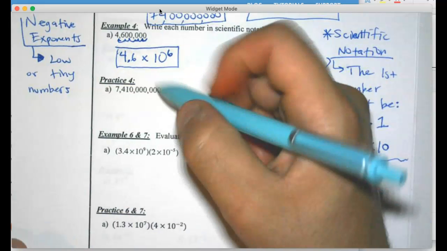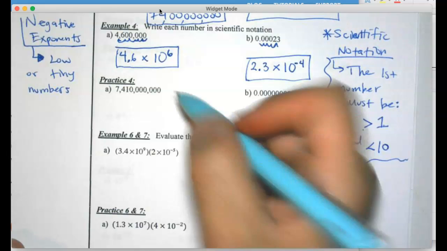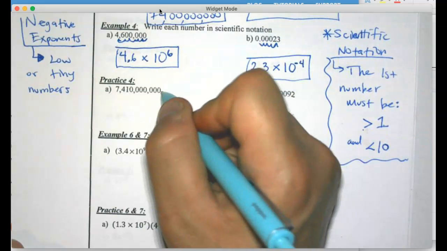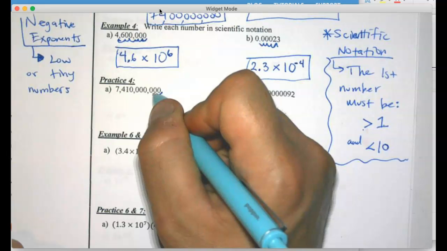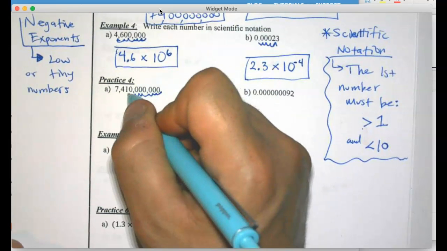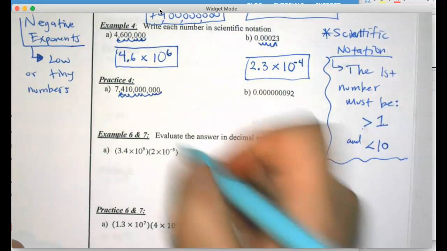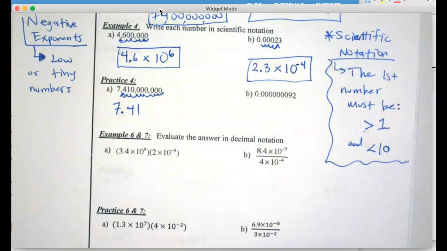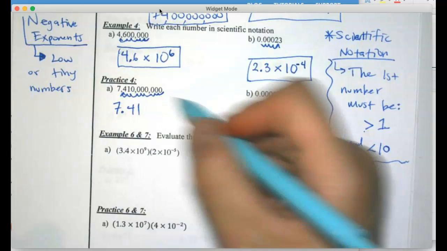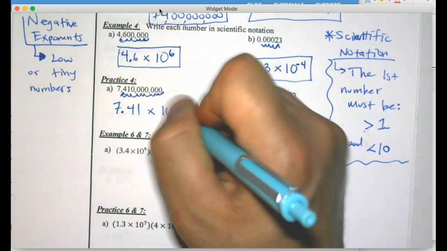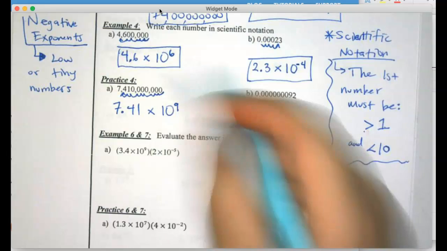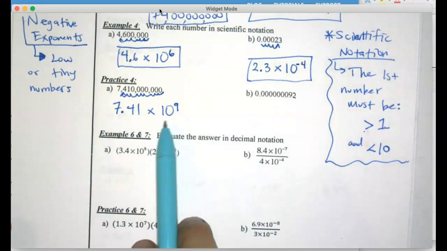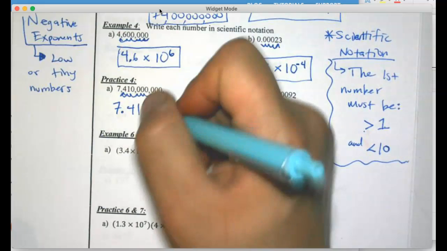Next, I have 7,410,000,000. If there's no decimal, it's on the right end, and I have to move it all the way. 2, 3, 4, 5, 6, 7, 8. I have to move it 9 places to get 7.41, which is greater than 1 and less than 10. If the number has to be greater than 1 and less than 10, then you know where to stop. So we moved that decimal 9 places, and that means this is going to be times 10 to the 9th power. So these powers of 10, all they really do is move decimals, right? If you're multiplying by a positive power of 10, the decimal is going to move to the right.